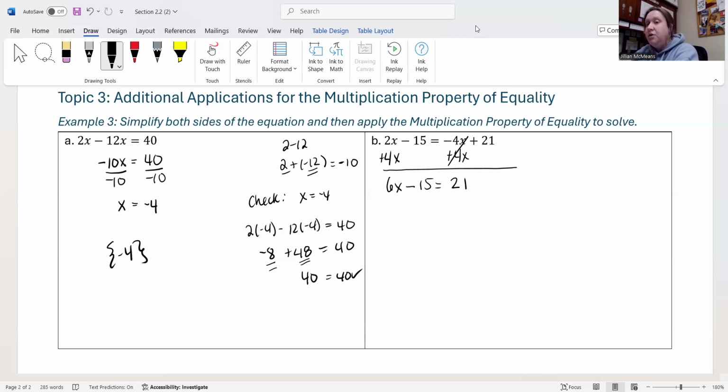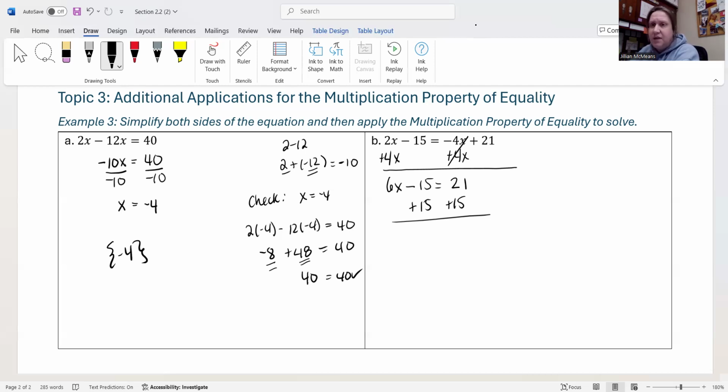So let's see what we can do to move the minus 15. Well, minus 15 is subtracting 15. We would undo subtraction with addition, so I want to add 15 to both sides. On the left, negative 15 plus 15 is just 0. We could say the 15's canceled.